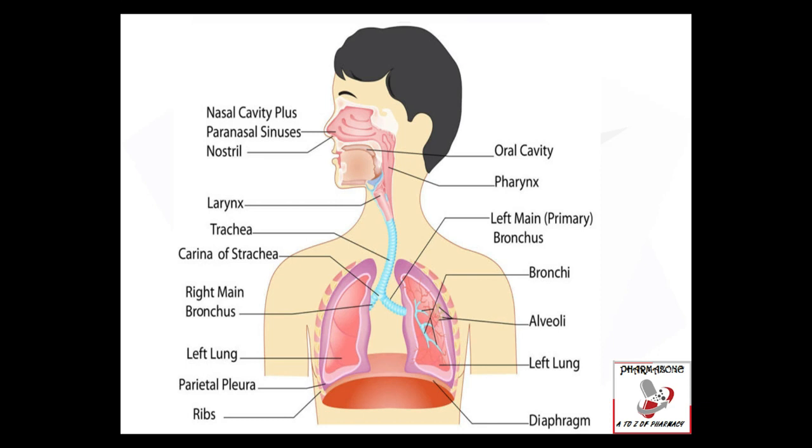alveoli in the lungs. The respiratory system consists of nasal cavity plus paranasal sinuses, nostril, larynx, trachea, carina of trachea, right main bronchus, left lung, parietal pleura, ribs, diaphragm, left lung, alveoli, bronchi, left main bronchus, pharynx, and oral cavity.